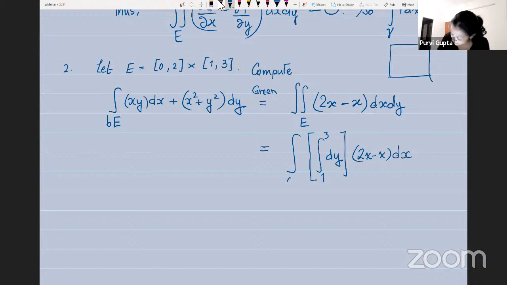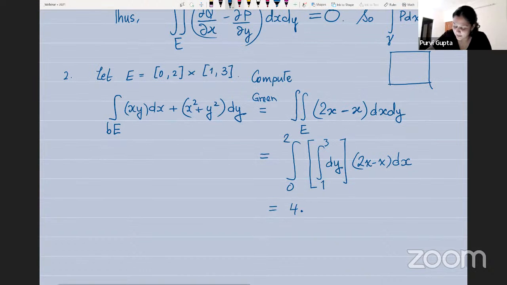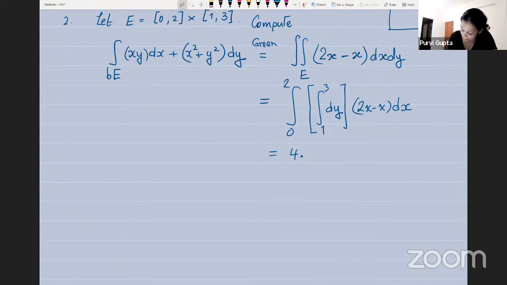So what is this? 0 to 2. And you can work this out. This is just 4. It's rather simple. Whereas if you sit and try to parameterize the square, it will take you a little bit of time. So this is definitely one convenient application.